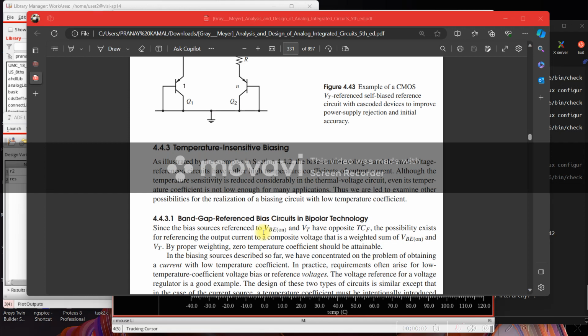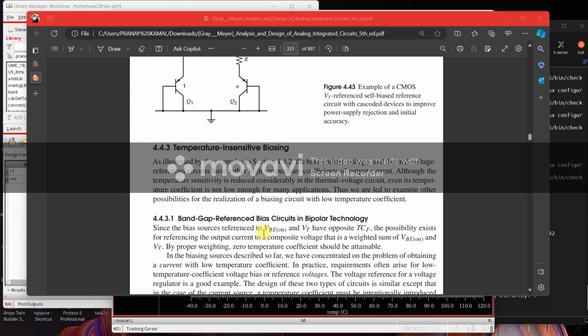Hello everyone, this is Pranay from the Electrical Department, and now we are going to discuss how to design a BGR circuit and simulate it in Cadence. Firstly, BGR is short for bandgap reference circuit, and it is used in power management blocks in analog as well as digital circuits.